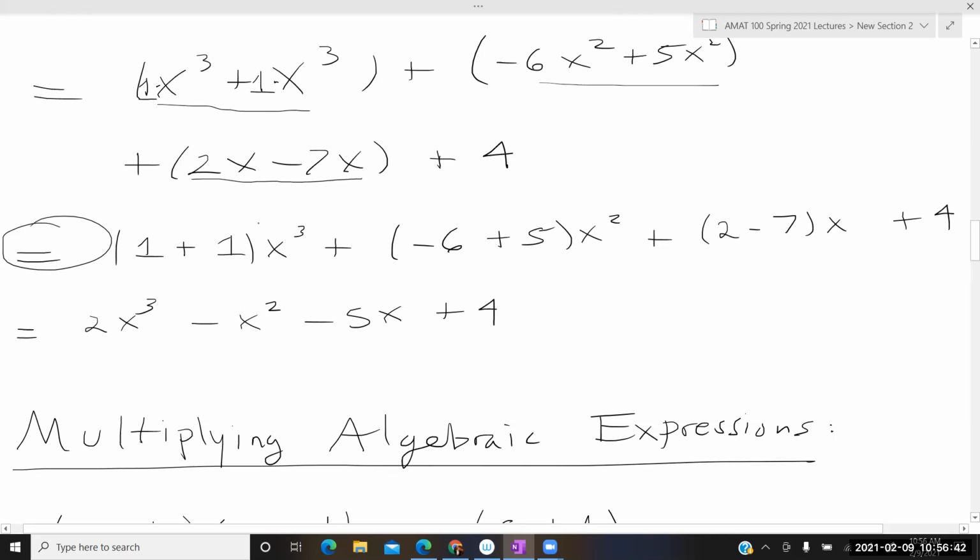We can factor x cubed right here. So we get 1 plus 1 times x cubed. We can factor out the x squared here. We get this. We can factor out x to get this. And then 4 is just by itself. And then we can combine the coefficients.